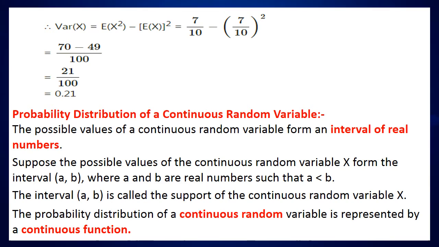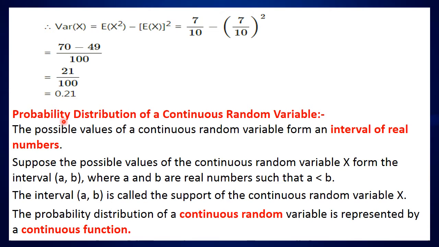Now variance of x is obtained by the formula expectation of x square minus expectation of x the whole square, and we substitute the values, that is 7 upon 10 minus 7 upon 10 the whole square. Now by making the denominator same, we have to multiply the first term by 10 on numerator and denominator. So 70 upon 100 we will get, and the second term is 49 upon 100. So 70 minus 49 upon 100, that is 21 upon 100, which is equal to 0.21.